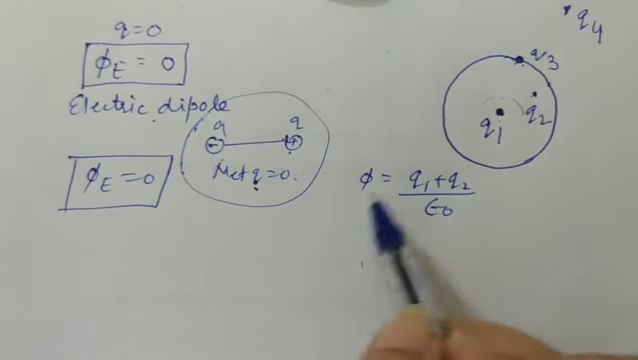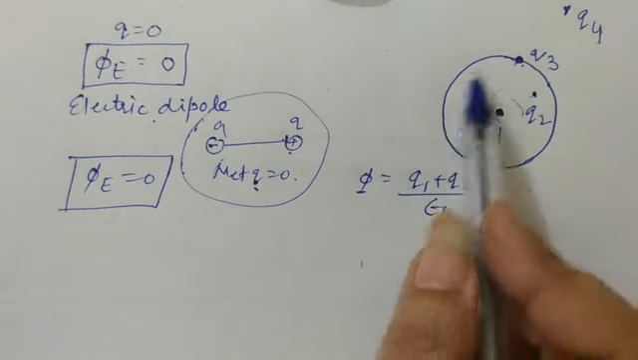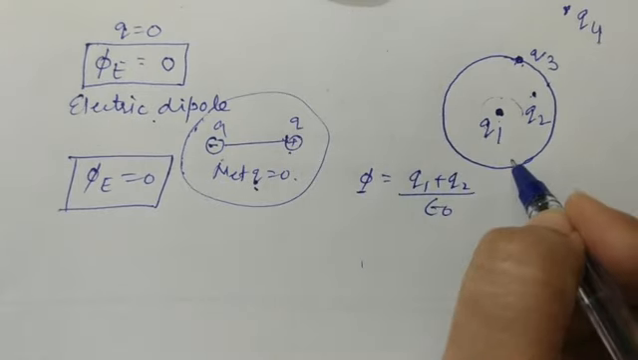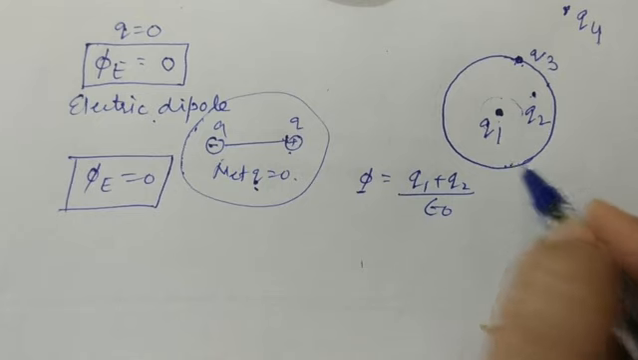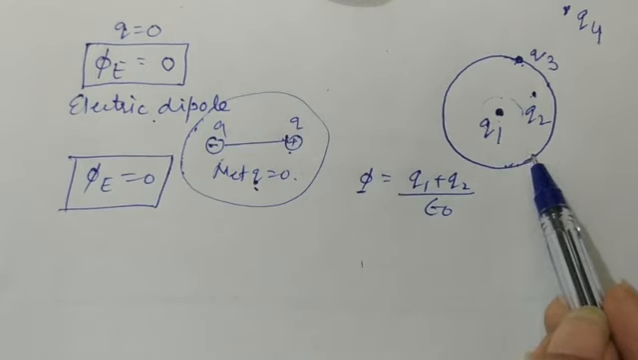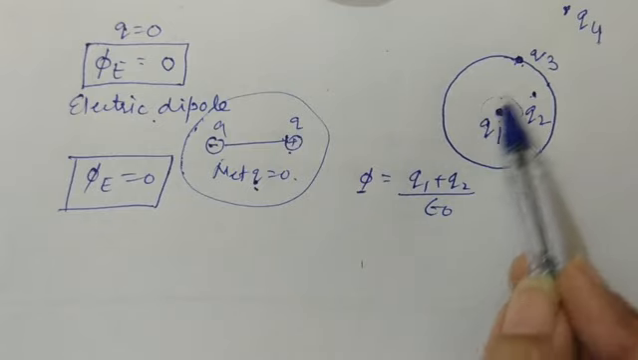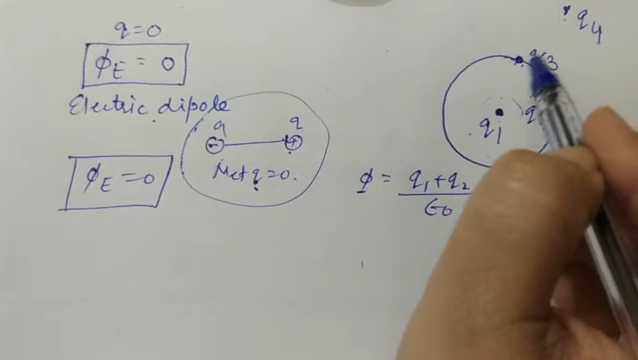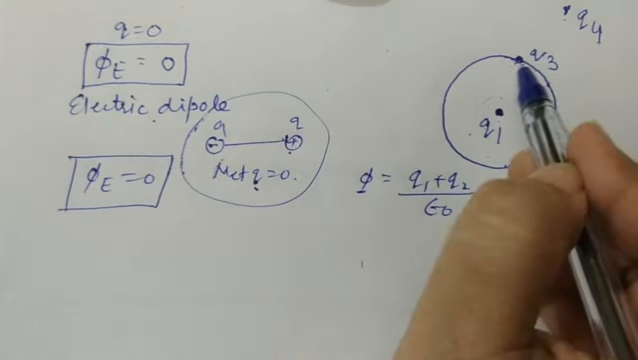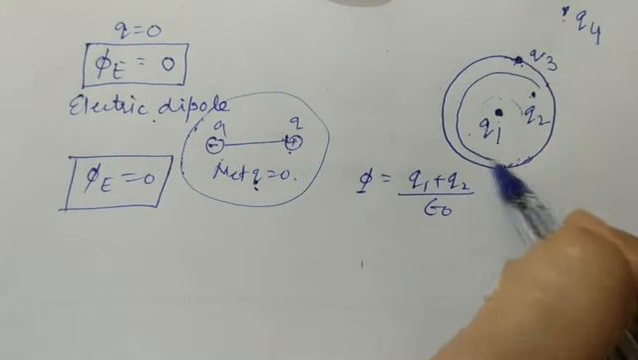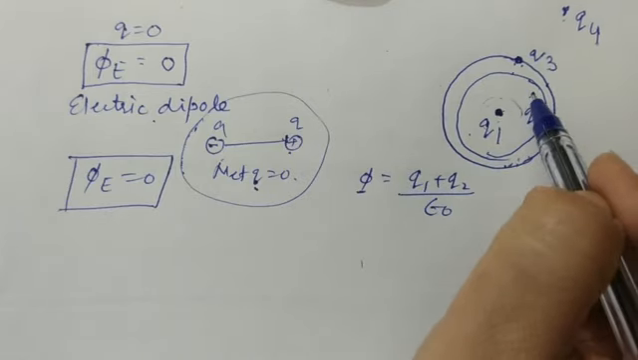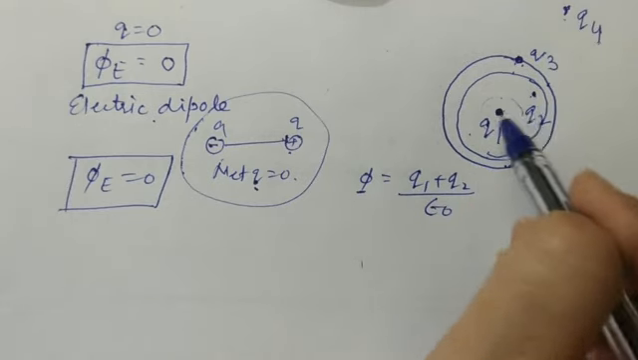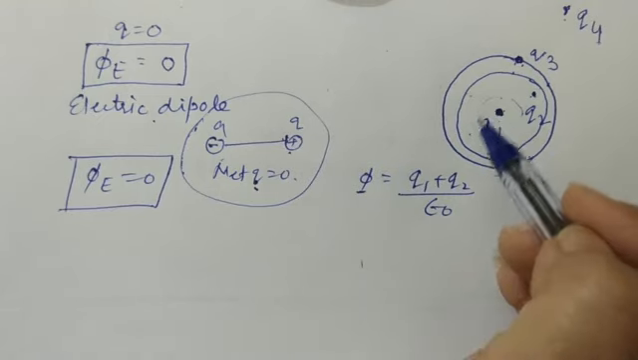Another fact is that the flux linked with the surface does not depend upon the shape and size of this Gaussian surface. If I take a rectangular surface in place of this spherical surface, then also if the charges are the same, the flux will remain the same. Suppose I don't take this, I take this boundary, but my enclosed charge should remain the same. For this sphere also Q1 and Q2 are enclosed. For this one also Q1 and Q2 are enclosed. So if I change the shape, and the charges enclosed are the same, then flux will remain the same.